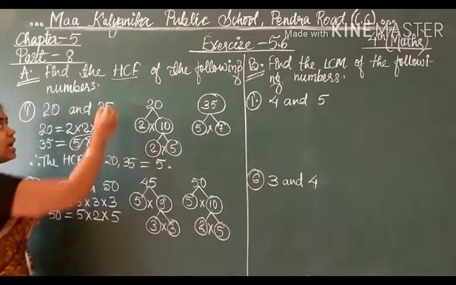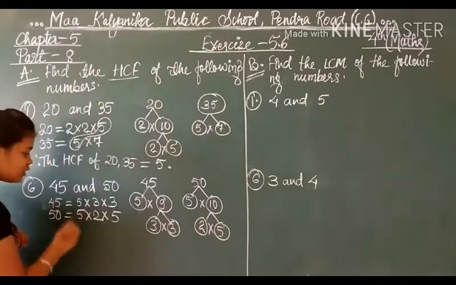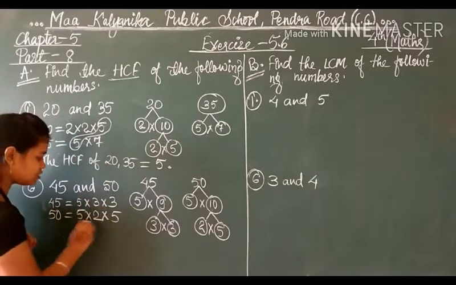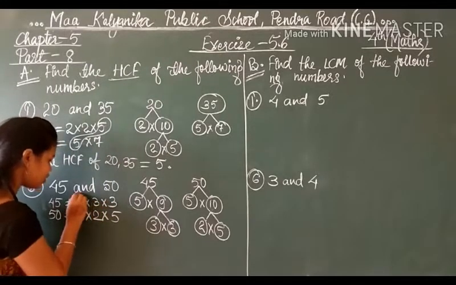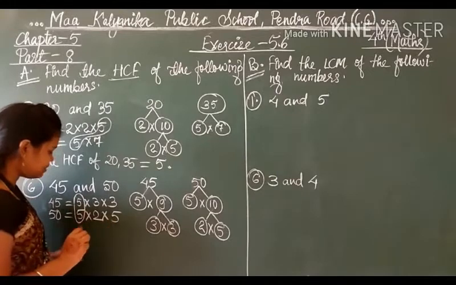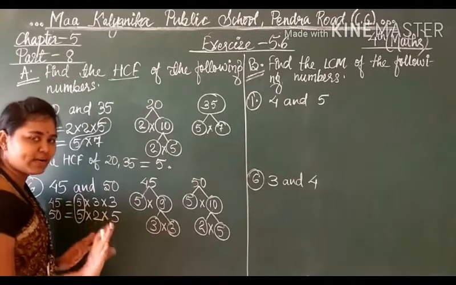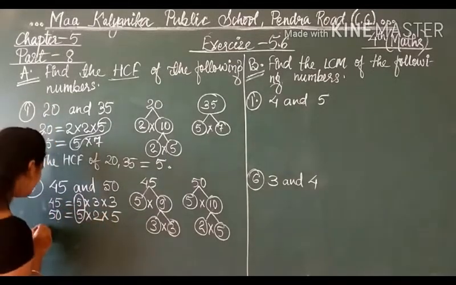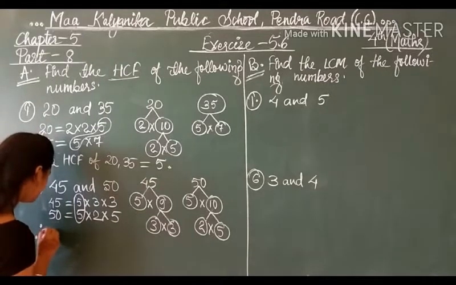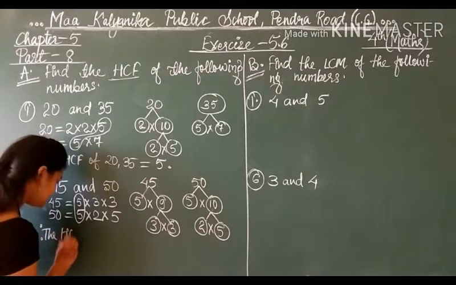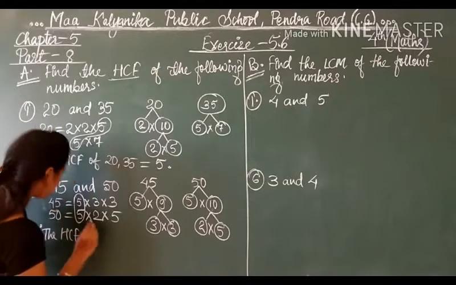Now we have to see the highest common factor. So highest common factor, see students, 3 is not in this line. 5 is common in both, and 5 is coming 2 times here but one time there. So one time 5 is common in both. Therefore here also we will write the HCF of what?